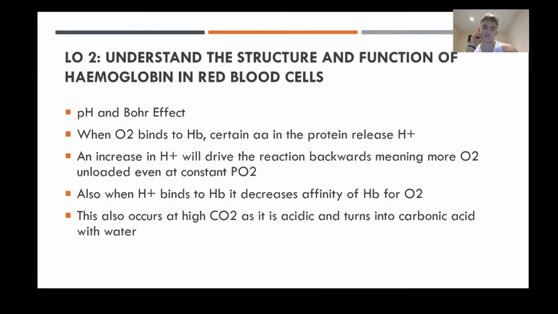Also, when H+ binds to hemoglobin, it decreases the affinity of hemoglobin for oxygen. This occurs at high CO2, as it is acidic and turns into carbonic acid with water. So in muscles where carbon dioxide is produced, the acidity increases and causes oxygen to be unloaded onto the cells from hemoglobin so they can keep working.